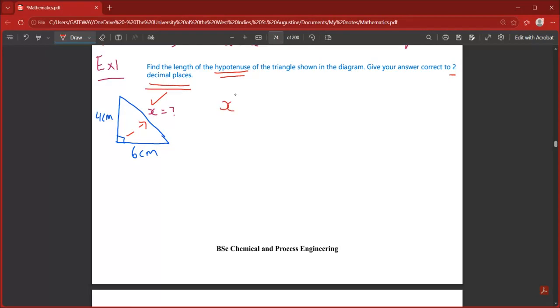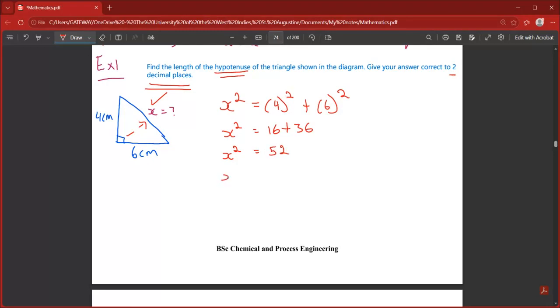In this case, x squared will be equal to the sum of the other sides where each length is squared. So it can be 4 squared, sum means to add, plus the other side which is 6, and you need to square this. So x squared is equal to 4 squared which is 16, plus 6 squared which is 36. So x squared will therefore be equal to 16 plus 36, which is 52.